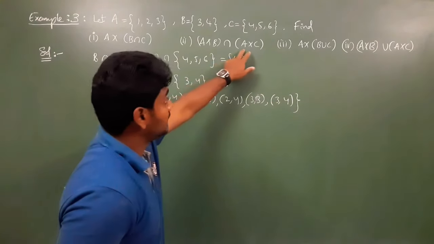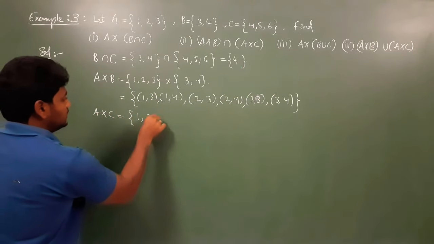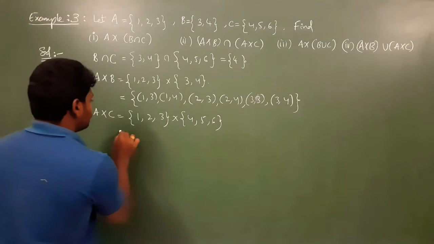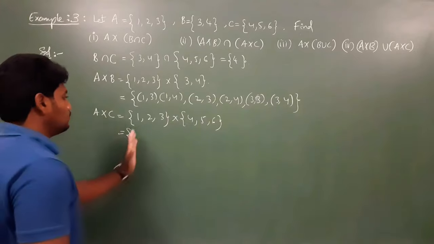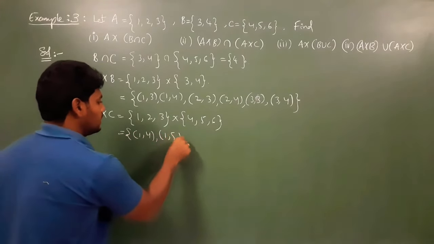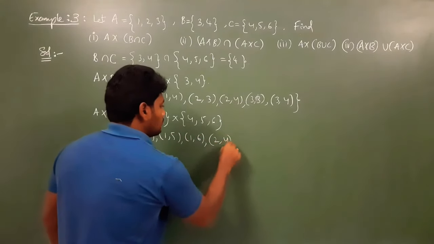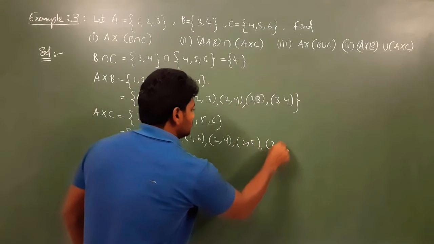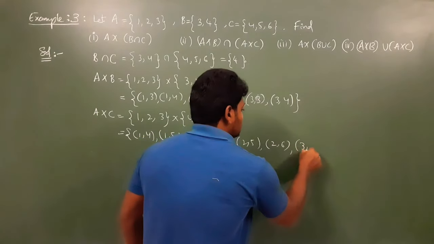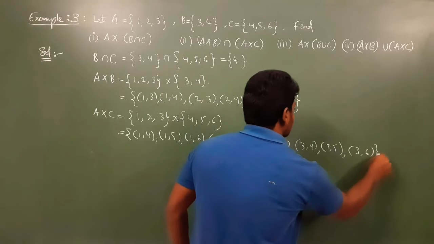Next, another data we needed, that is A cross C. What is A cross C? A is 1, 2, 3. C is 4, 5, 6. Now, 1, 4, tell me. 1, 4, 1, 5, 1, 6. Next with 2: 2, 4, 2, 5, 2, 6. Right? Next with 3: 3, 4, 3, 5, 3, 6.